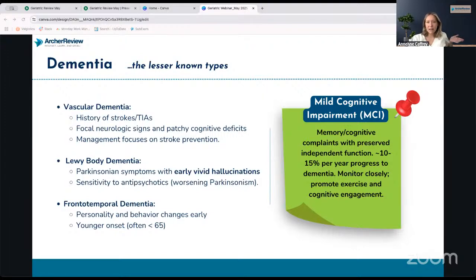Vascular dementia, like the name implies, is a vascular issue. So they're going to have a history of strokes, MIs, TIAs. They're going to have neurologic signs that go with that, more like you'd see with a stroke.